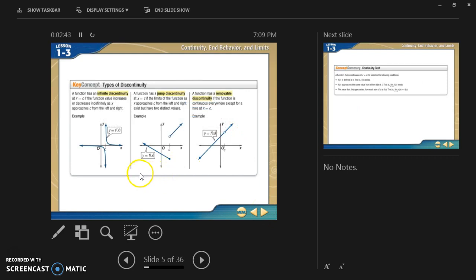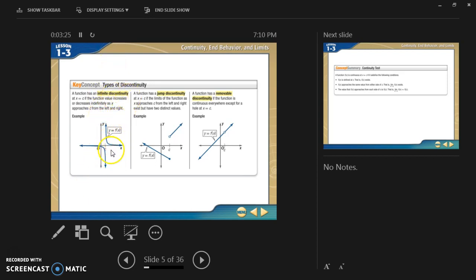Now, next key concepts. We have infinite discontinuity, jump discontinuity, and removable discontinuity. Again, these key concepts are in your book as well. Infinite, this is what happens. At c, it's going up and up and up, so it's approaching positive infinity. But when we approach c from the left, look what happens. It goes down and down and down, so this is approaching negative infinity. They're not approaching the same thing, and so it's infinite, because it goes to infinity both ways.